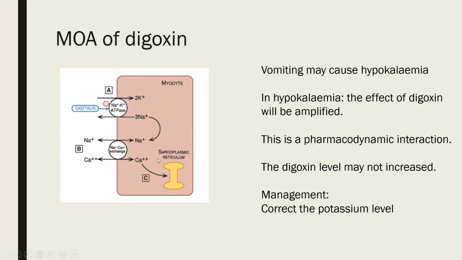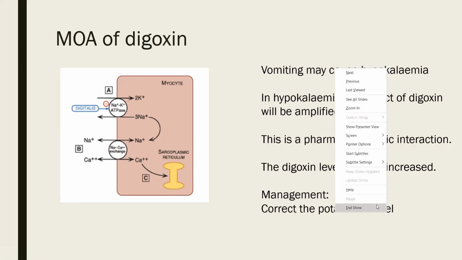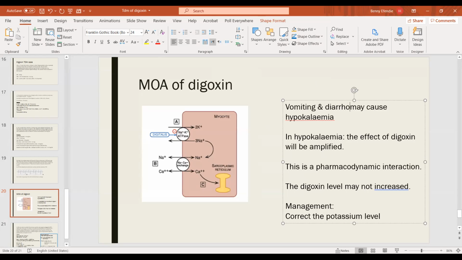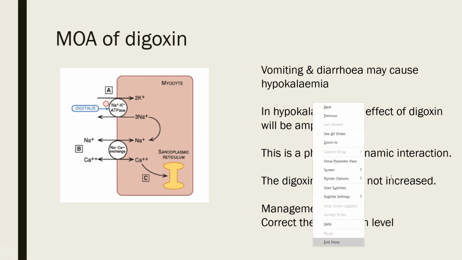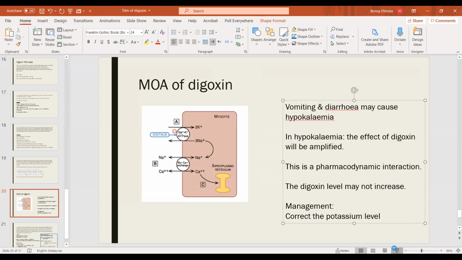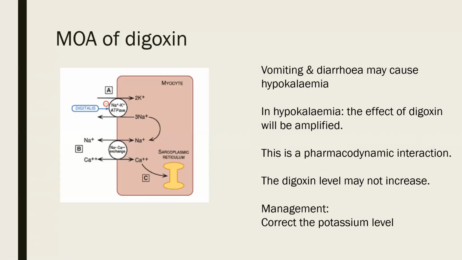What causes the hypokalemia is that the patient has food poisoning, which causes vomiting and diarrhea, and vomiting and diarrhea can cause hypokalemia. And in hypokalemia, the effect of digoxin will be amplified. This is a pharmacodynamic interaction, at the site where they work. So the digoxin level may not increase, because it does not disturb the pharmacokinetics of digoxin.